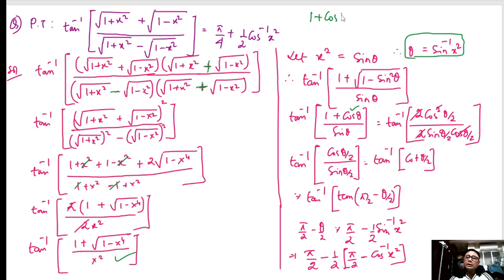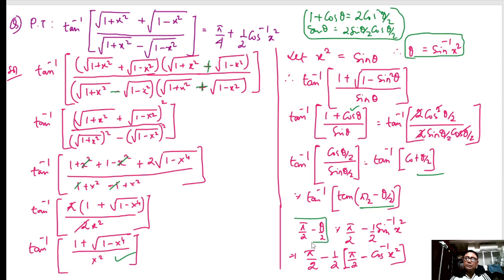1 plus cos theta, I've already given this, is 2 cos square theta by 2, and sine theta is actually 2 sine theta by 2 cos theta by 2. So using this concept, we are putting here 1 plus cos theta is this, and sin theta is this, and the common terms cancel. So it becomes cot theta, and cot theta is tan of 90 minus theta, so we get pi by 2 minus theta by 2.